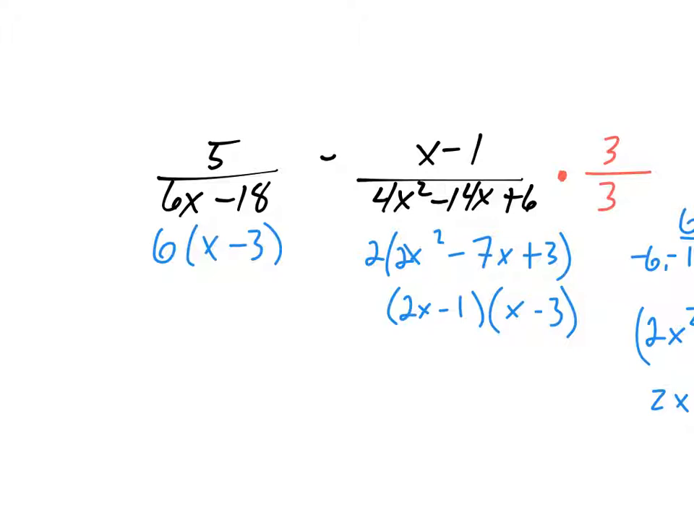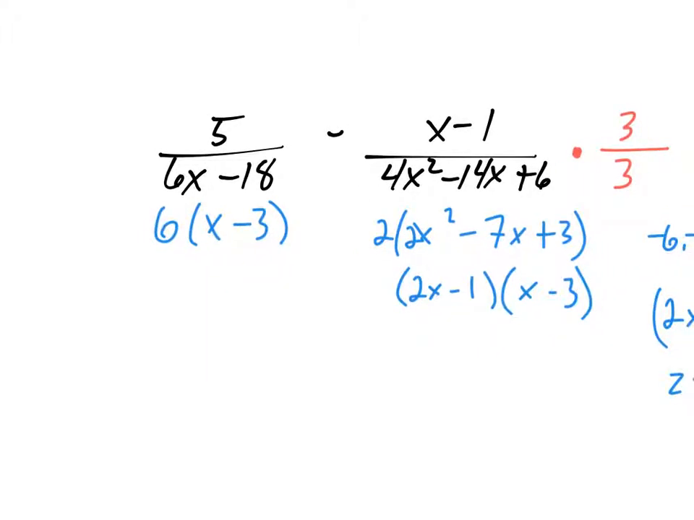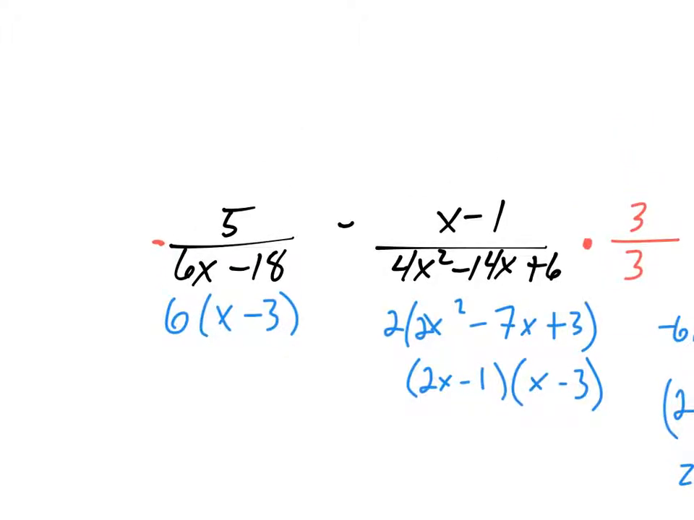Now this one has an x minus 3, right? So I've got an x minus 3 here. Do I have an x minus 3 on the other side? Yes, I do. It's right there. Now the other side has the 2x minus 1. Does the first side have a 2x minus 1? So what do I need to do? Multiply by 2x minus 1. And so I'm going to be multiplying top and bottom here by 2x minus 1.